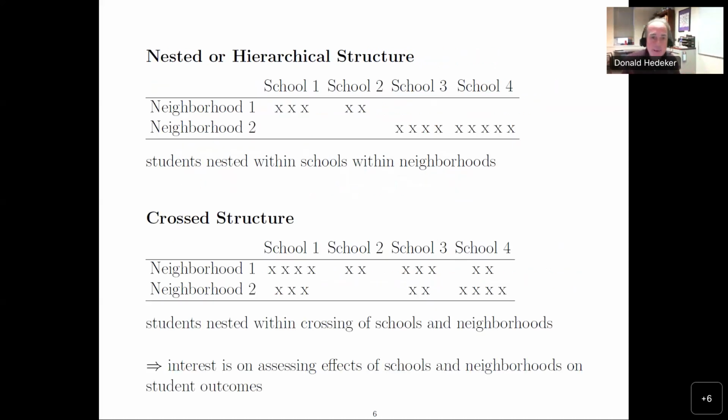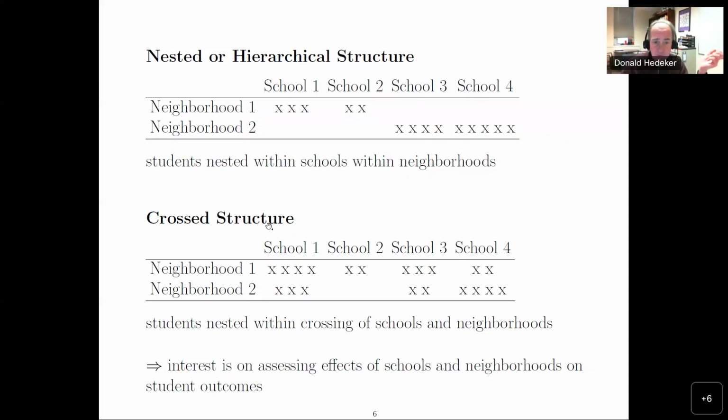So this gives a schematic of the difference between a nested and a cross-classified structure. Here in this top line, you can see that all the kids, and the X's would be the observations, all the kids in school 1 reside in neighborhood 1. All the kids in school 2 reside in neighborhood 1, et cetera, for 3 and 4, right? So this is where students are nested within schools within neighborhoods, and it's strictly hierarchical.